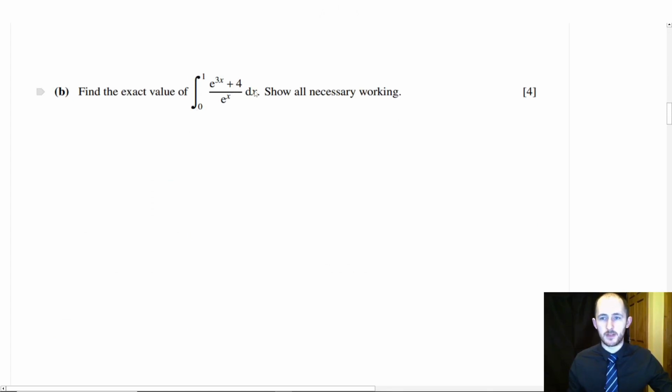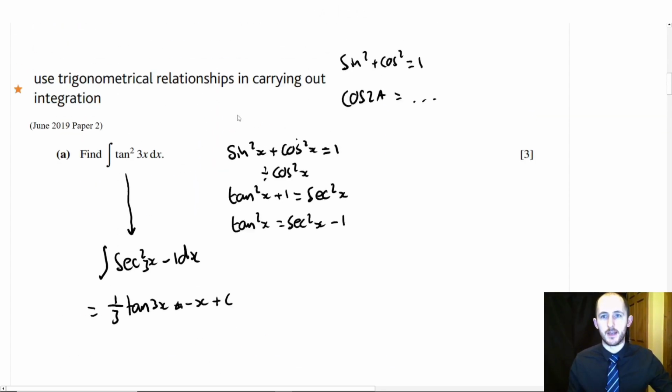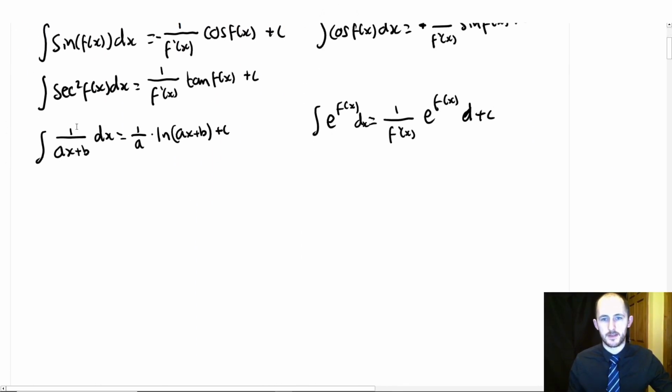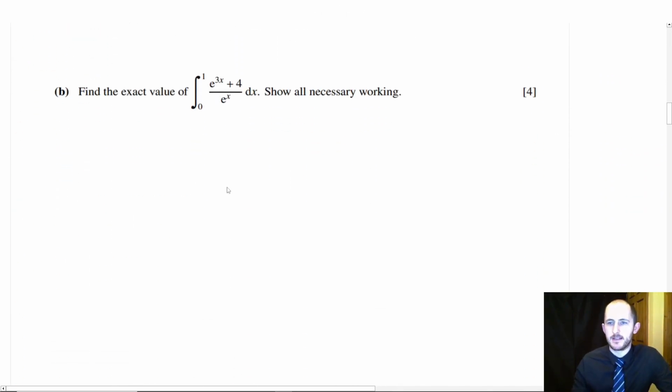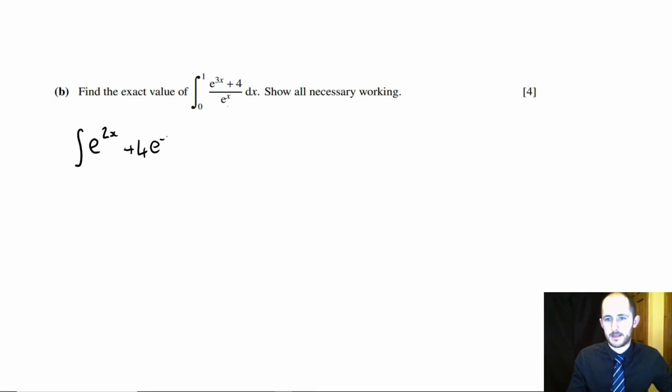Pretty interesting one, might look a bit tricky, but again, think about what you can do. We can't integrate fractions like this unless they happen to look like this. Other than that, we can't actually integrate fractions. So what we're going to do instead is I'm actually going to perform this division. So we have the integral of e to the 3x divided by e to the x, which would give me e to the 2x, plus 4 e to the minus x dx. And now I just perform the integral as intended. But of course we're doing this from 0 to 1.